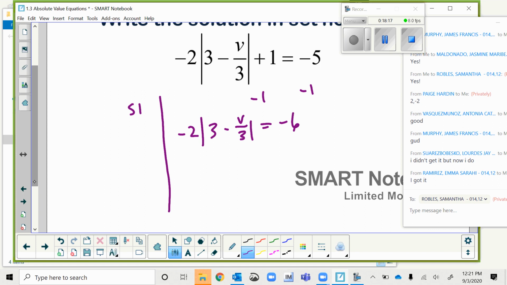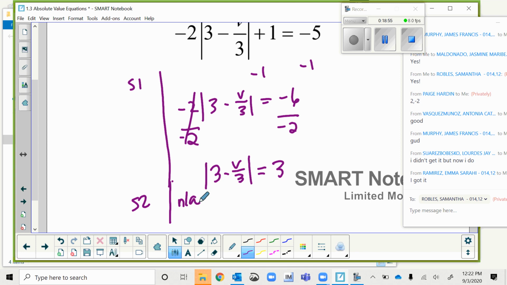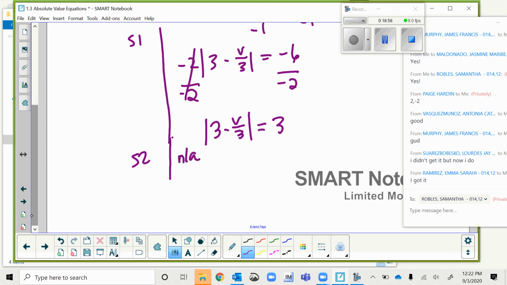Because I have not finished isolating the absolute value. So I still have a negative 2 to divide. And then when I do that, look at what happens to the sign of the number on the right. It becomes positive. So negative 6 divided by negative 2 is positive 3. Now my absolute value is isolated. Now is when I ask myself, does the absolute value equal a negative number? And the answer in this situation is no. So sadly, we just can't stop right here. We have to keep going.